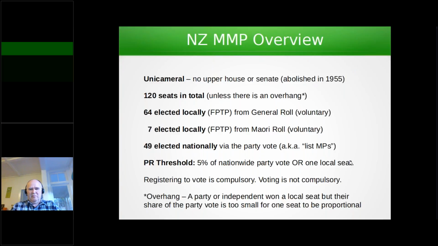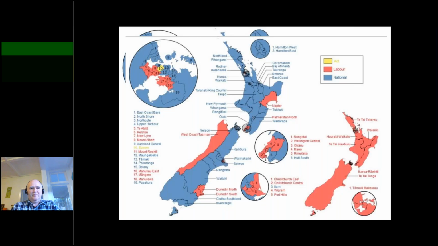Now, the next screen is a little map. This shows the local electorates in New Zealand, and this is based on the most recent election in September 2017. The red areas are the areas held by the Labour Party, and the blue areas are the areas held by the National Party. The National Party is basically the Conservative Party.